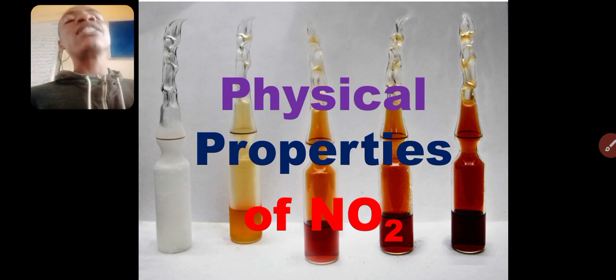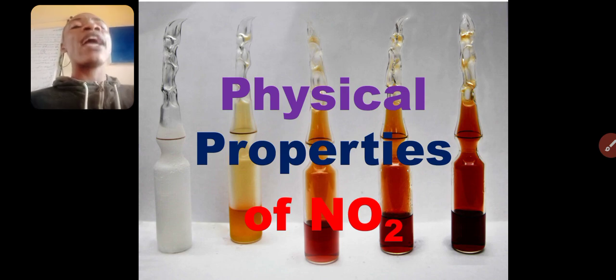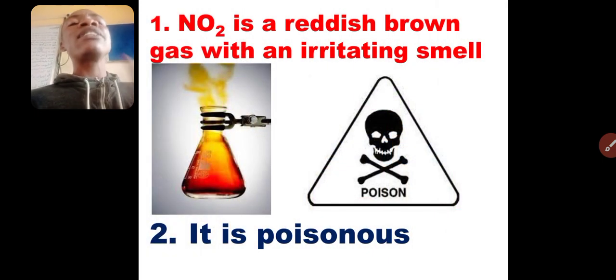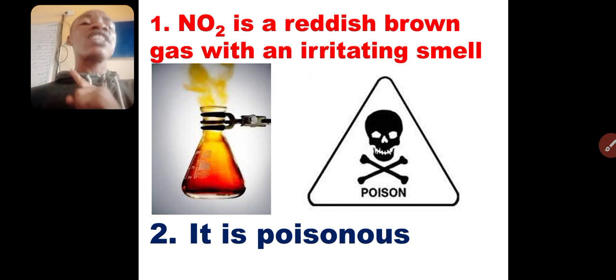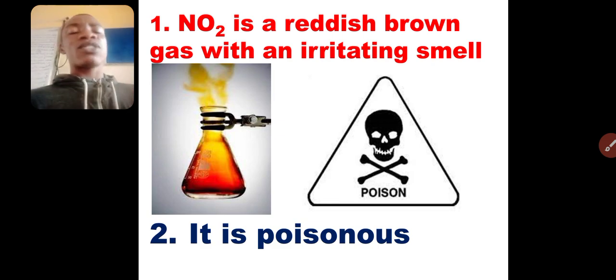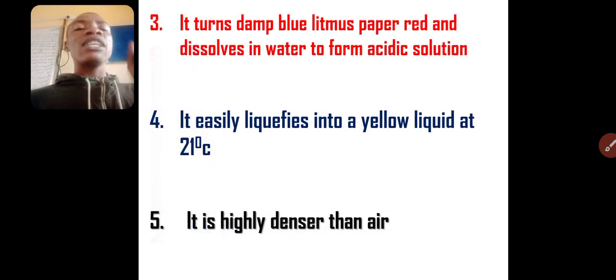What are the properties of NO2 gas? The physical properties of NO2 gas. Number one, it is a reddish brown gas with an irritating smell. The smell is irritating, the color is reddish brown. It is poisonous. It's not a gas you can play with.